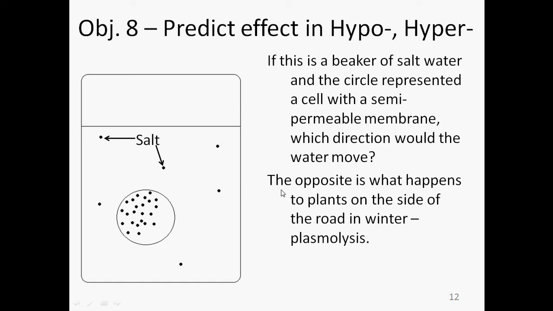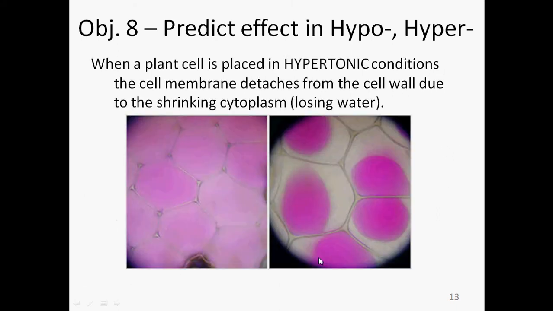The opposite is what happens to plants on the side of the road in the winter. When they're salting the roads because of ice and snow, a lot of plants on the side of the road are dying or withering up, and that is because of this term right here, plasmolysis, that I will get to on the next slide.